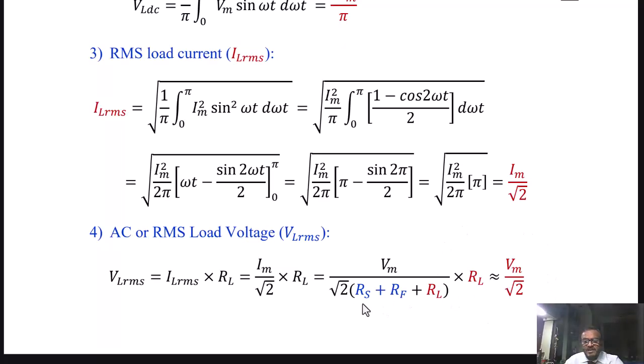And since Rs plus twice Rf is much less than RL, the value of RMS voltage across the load comes out to be approximately Vm by root 2.